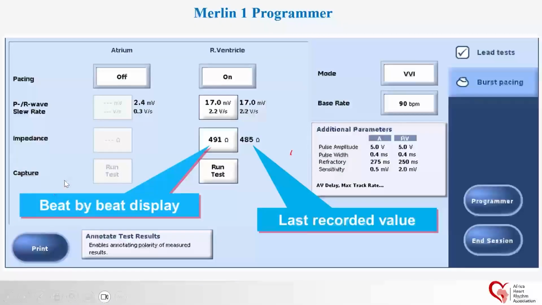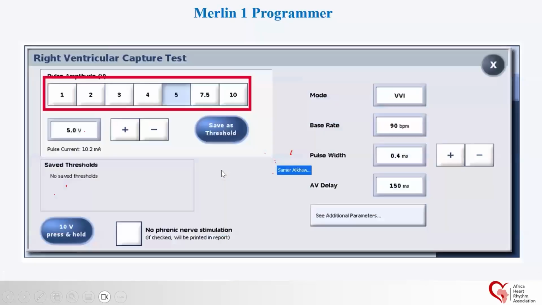So the third parameter that we need to check is the threshold. When we try to test this parameter, we press run test, and this interface is displayed. We have many values here. We will go 5, well 4, 3, 2, and 1.